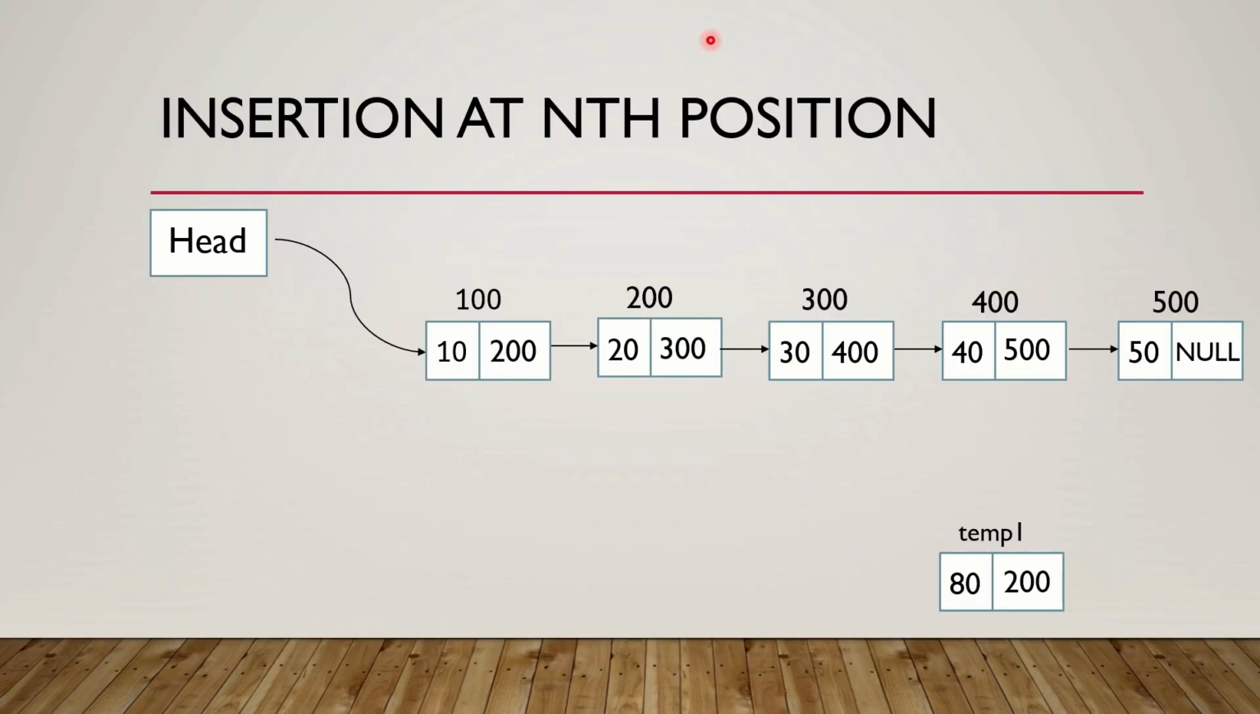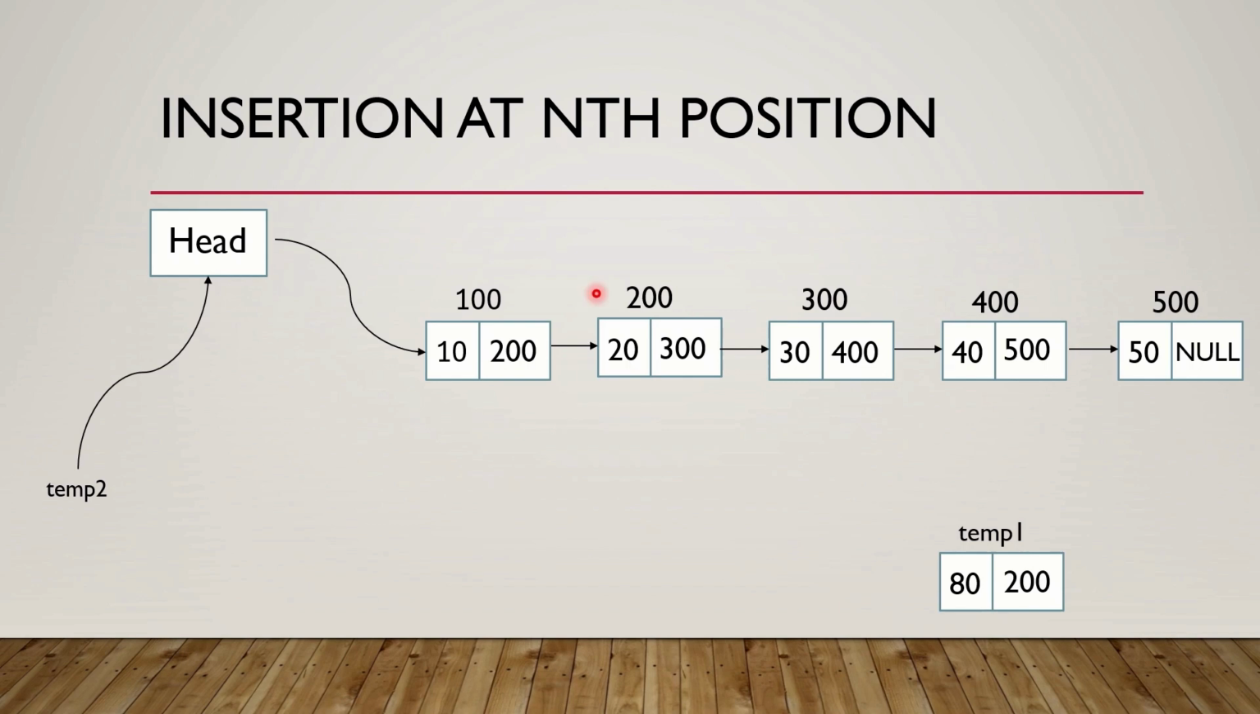So let's take this as the case. We create a temp2 pointer. It's a pointer, not a new node. temp2 will initially be pointing at head. We need this pointer to traverse to a desired location. So this temp1 is the node. Let's assume that I want to insert this in between 200 and 300.